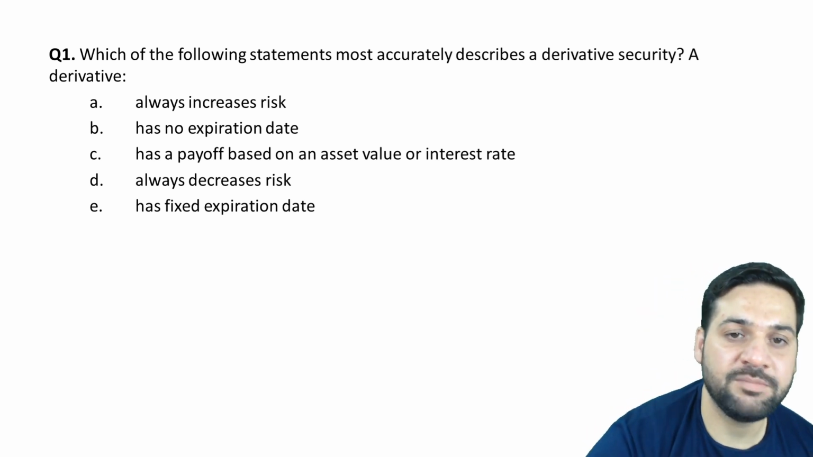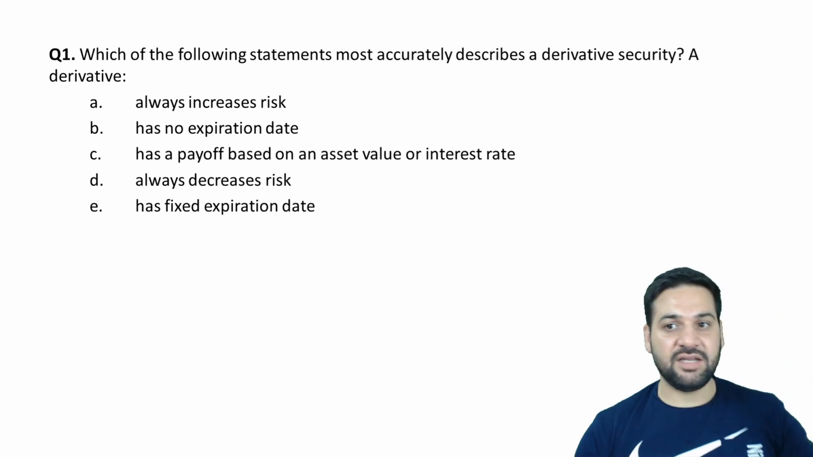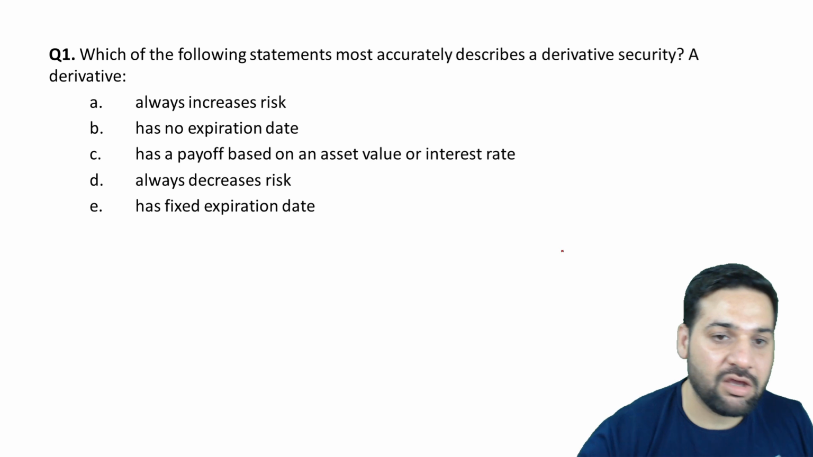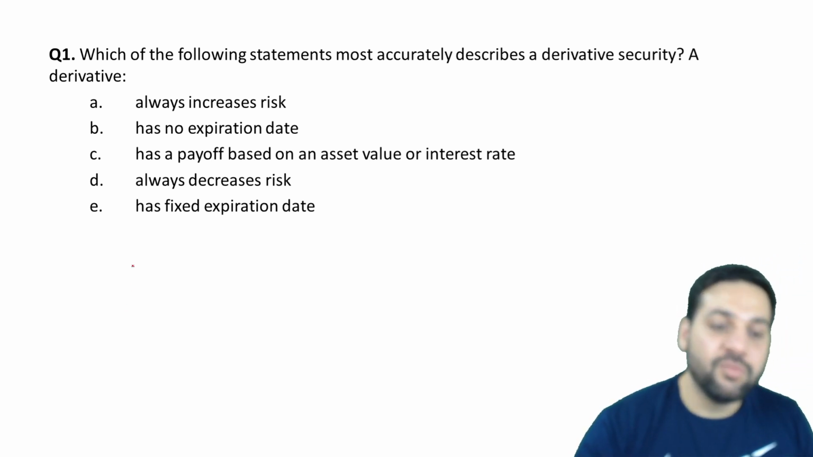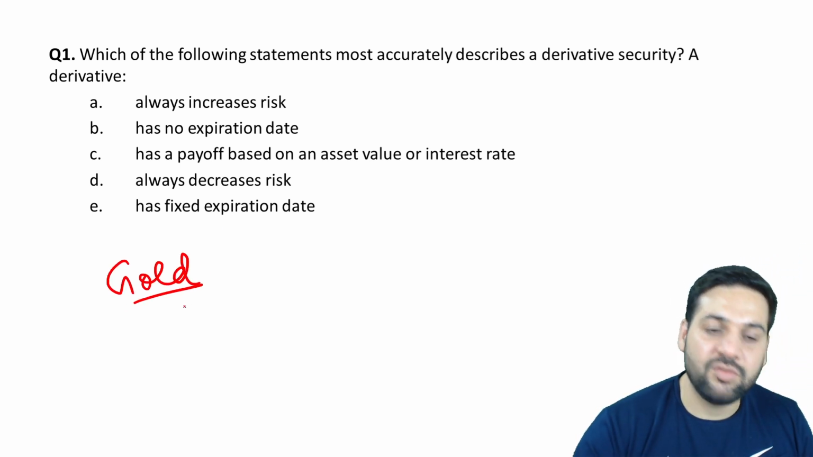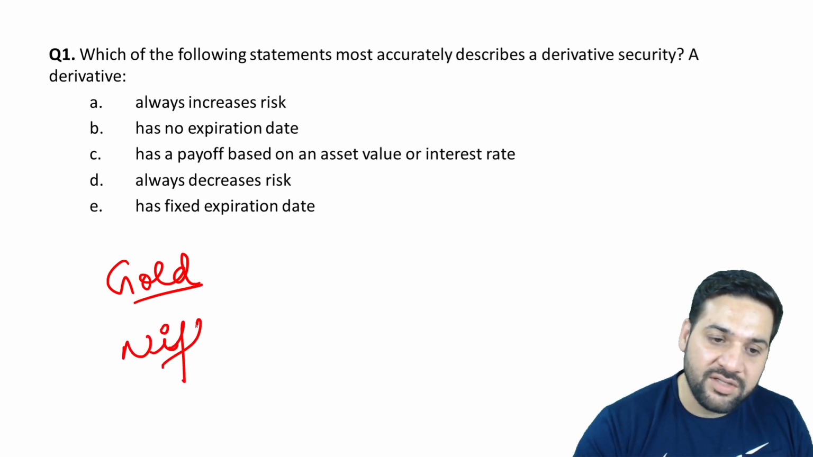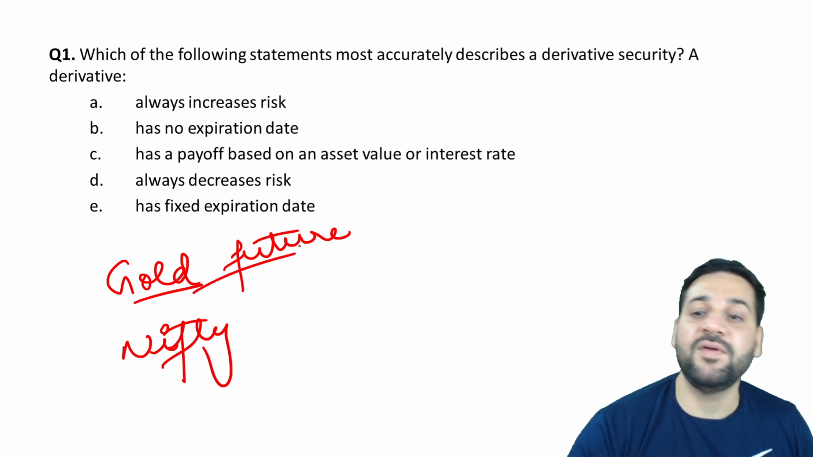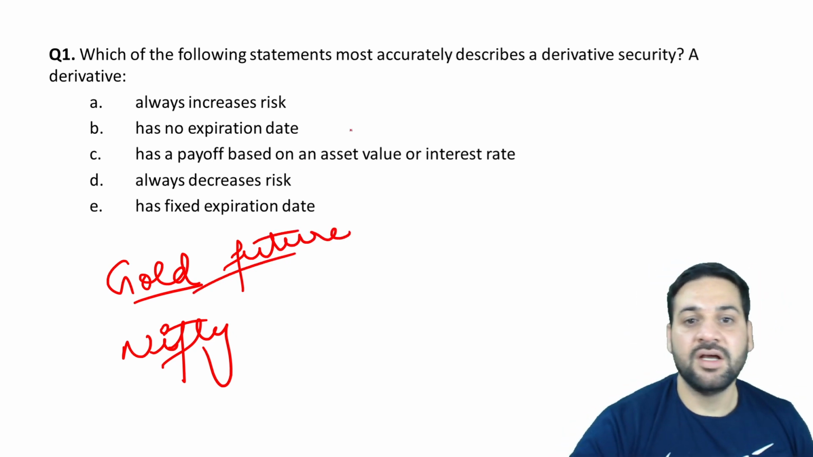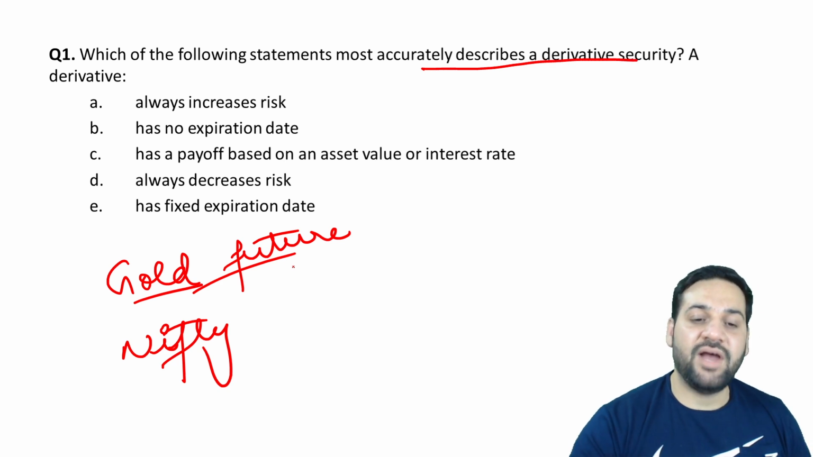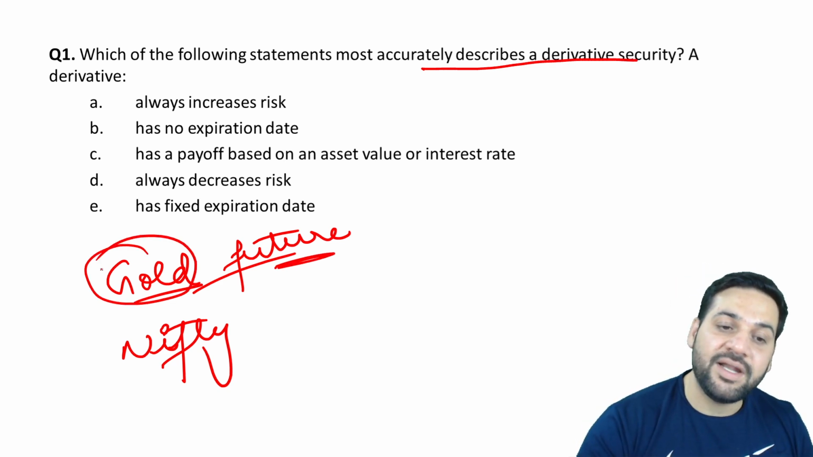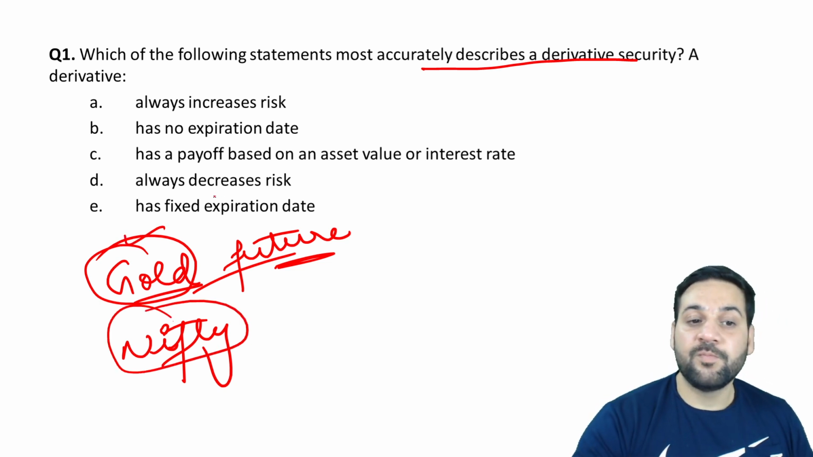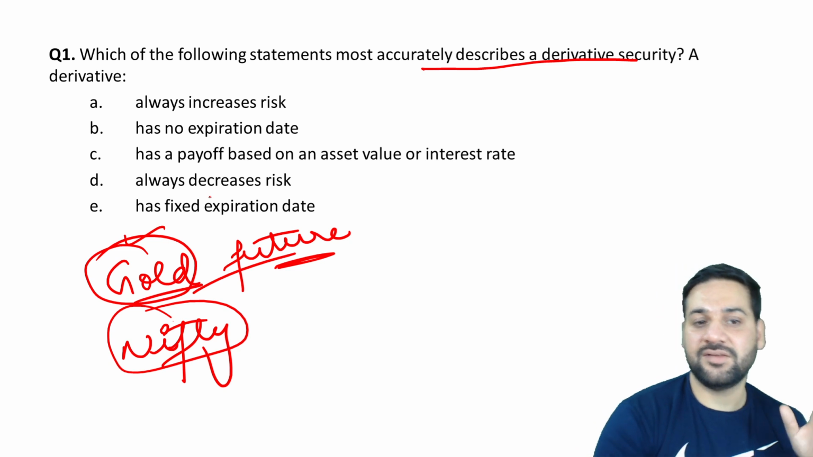Which of the following statements most accurately describes a derivative security? What is a derivative security? How does a derivative security get its value? You might have seen gold futures and Nifty futures. So what is the main feature of a derivative? The value of the future is dependent upon the underlying asset. Here it is gold, here it is Nifty. So what is the correct answer?